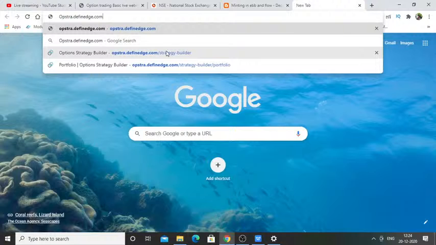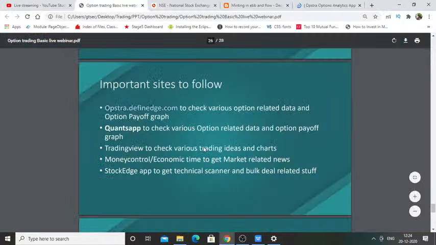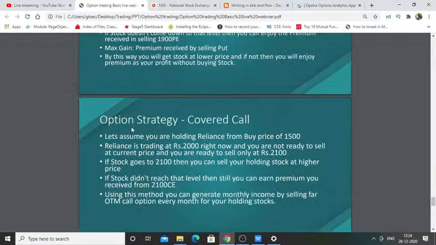Yeah, so covered call, I'll come back to that site once again. Someone asked about a covered call, right? Let's assume that you are holding a stock equal to one lot. I just took an example of Reliance here. Reliance you have bought at 1500, and right now let's assume the stock is trading at 2000, but you are not ready to close it at 2000. You are ready to close this stock only at the price of 2100 rupees, and if the stock doesn't reach 2100, then you are not going to close your trade, and you will hold it.